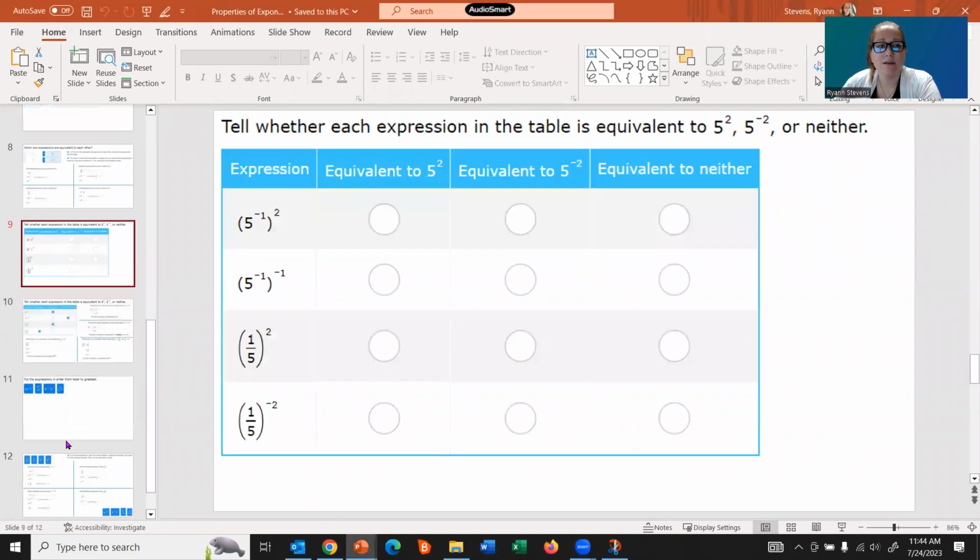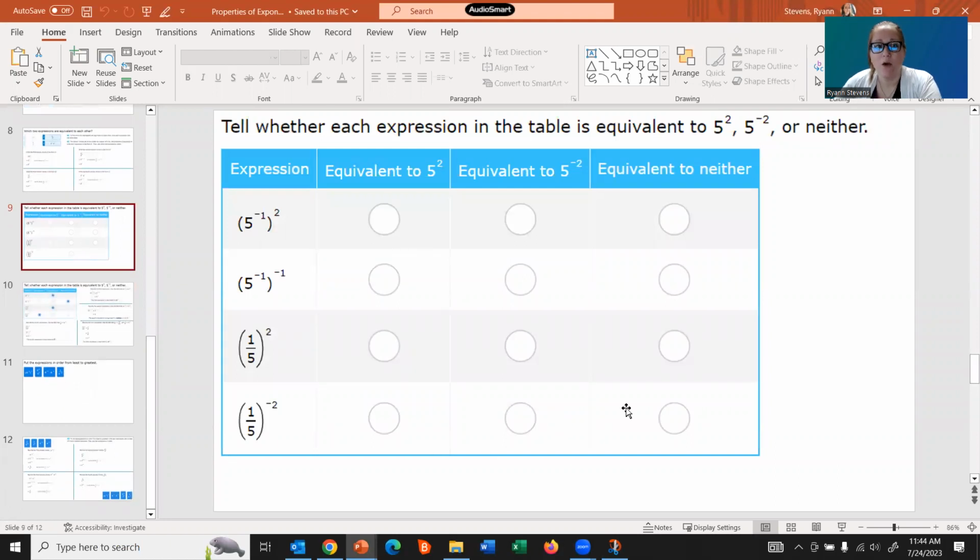This is going to be another similar type of question you're going to see, where it says tell whether each expression in the table is equivalent to 5 squared, 5 to the negative 2 power, or neither. And so again, this is going to be one of those types of questions where we have to rewrite each one of these expressions to see which one it is going to be equivalent to. Okay. And so the first one that we're going to look at is 5 to the negative first power, and then on the outside of the parentheses, we have a 2.